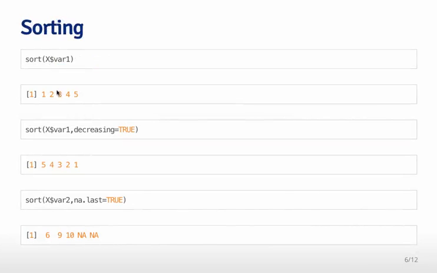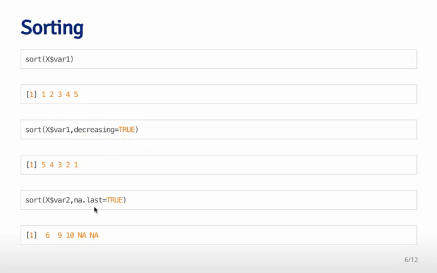You can also sort variables, using the sort command. So if you type sort and then pass it x of variable 1, it will sort the values in increasing order. You can tell it to sort them in decreasing order with the parameter decreasing set equal to true.